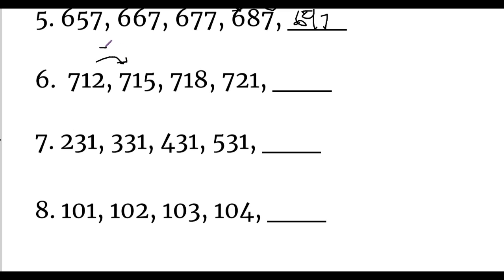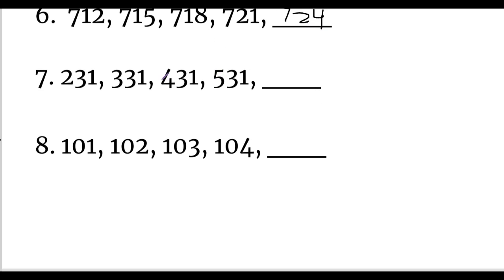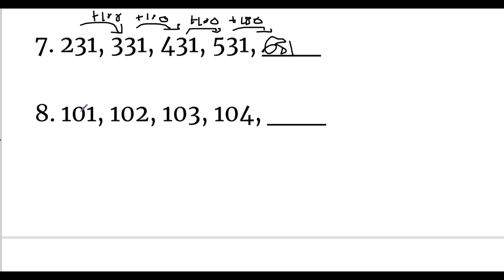Here, same thing, 712 to 715, you add 3. Add 3. Add 3. Add 3 one more time, and you get 724. 231 to 331 is plus 100. To 431 plus 100. And then plus another 100, and then one more gets you to 631. This one, simple, you add one, you're essentially just counting at this point, so after 104, it comes 105.